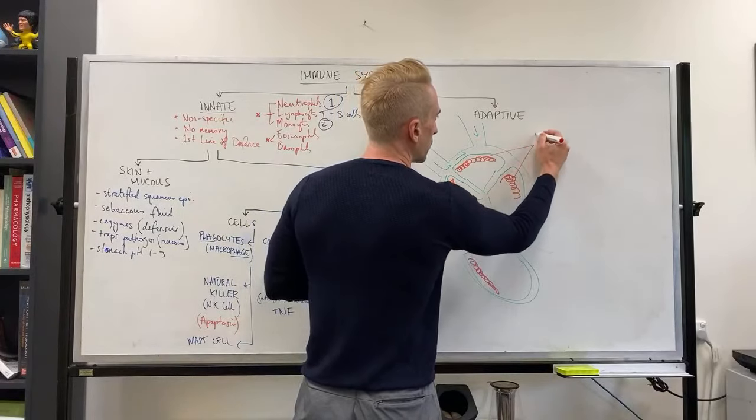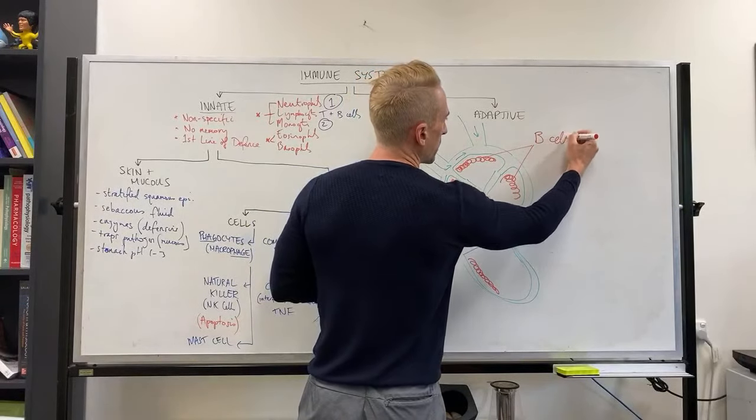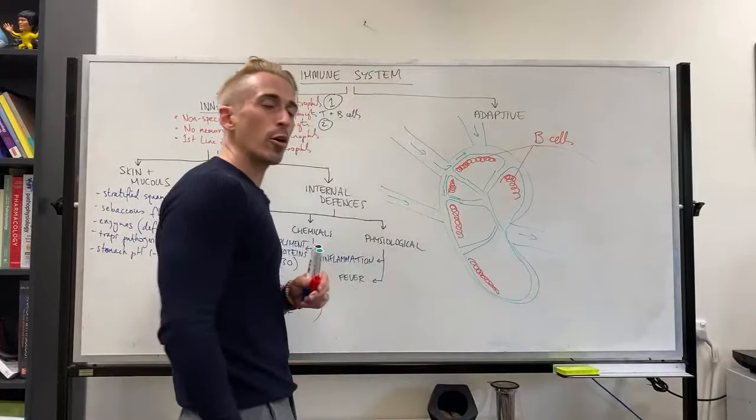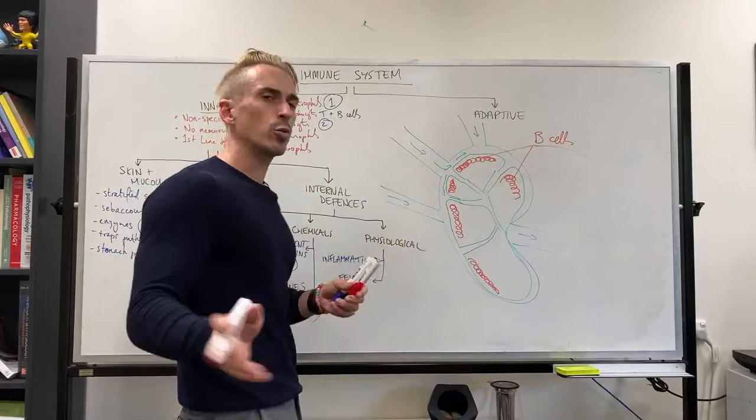So these are B cells. Now, what did I say about B cells? B cells are produced in the bone marrow and they mature in the bone marrow, but I haven't told you what they do yet.